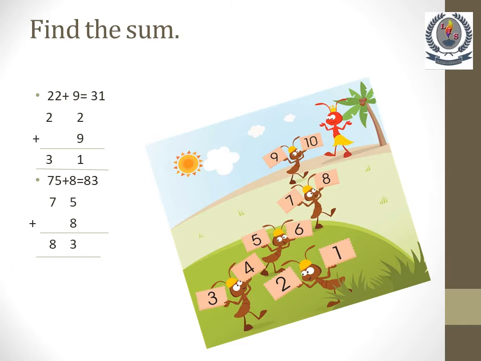In the ones place you can see here 5 ones plus 8 ones equals 13 ones. But you can write here only 3. 1 goes to the tens place. Then 1 ten plus 7 tens equals 8 tens.